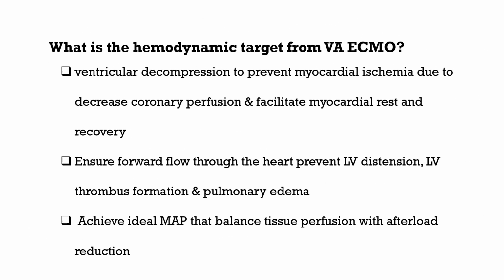What is the hemodynamic target from VA ECMO? First, ventricular decompression to prevent myocardial ischemia due to decreased coronary perfusion, and to facilitate myocardial rest and recovery. Ensuring forward flow through the heart, preventing LV distension, LV thrombus, and pulmonary edema. Achieving ideal MAP, mean arterial blood pressure, that balances tissue perfusion with afterload reduction.